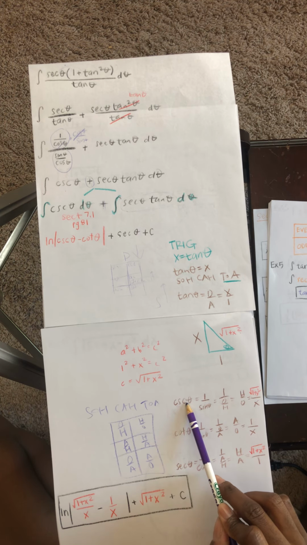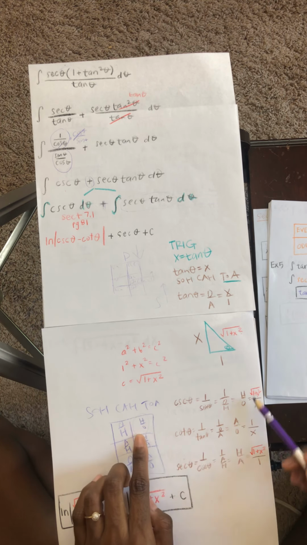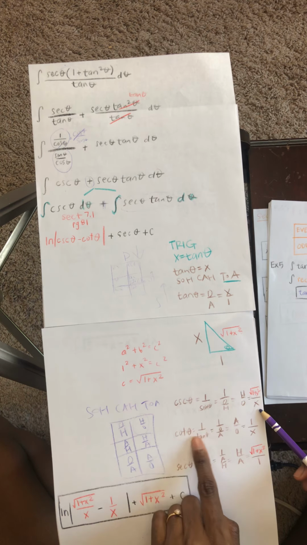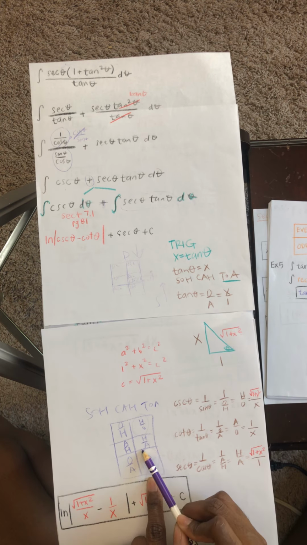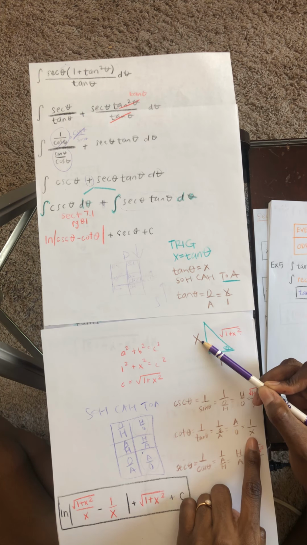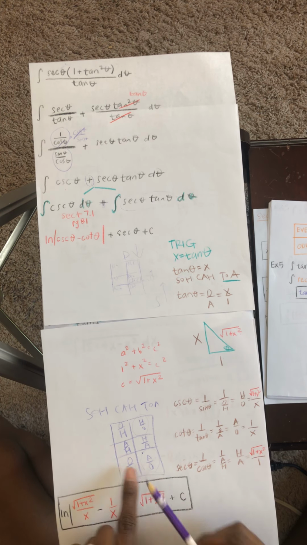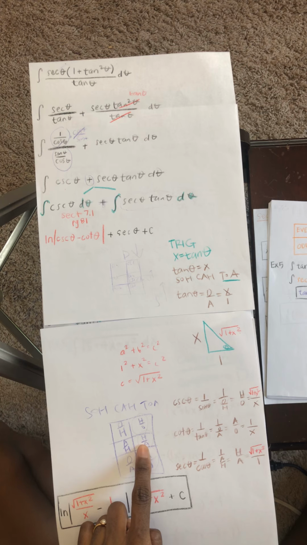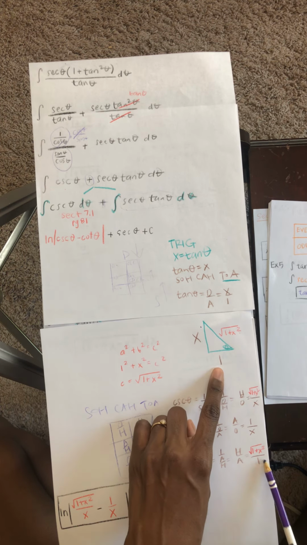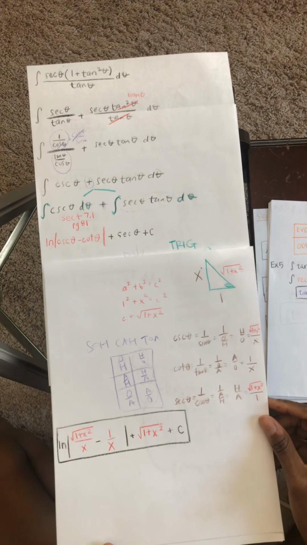So we're working with CSC here. CSC is going to be H over O. So we take our hypotenuse divided by our opposite, which is X. We have cotangent, which is here. So that's going to be our adjacent, which is 1, over our opposite, which is X. And then secant is here, reciprocal of cosine. So that's going to be our hypotenuse divided by our adjacent, which is 1, which is essentially just the radical, right? And then we just plug those things in.